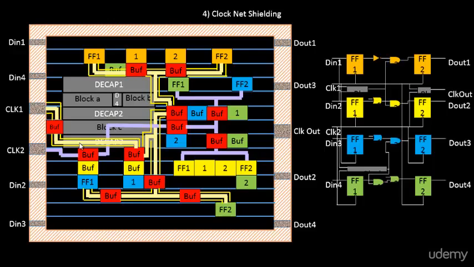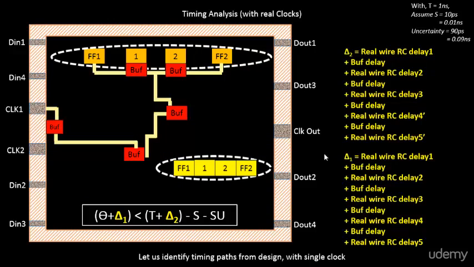Okay, so after we are done with the clock net shielding, the next step is to do again a timing analysis with real clocks, because now we have the clock nets and the clock nets are shielded. So this is the point where we have to do timing with real clocks. Though the data paths are not routed, we'll be doing a timing analysis with real clocks, and that's part of an ideal flow.